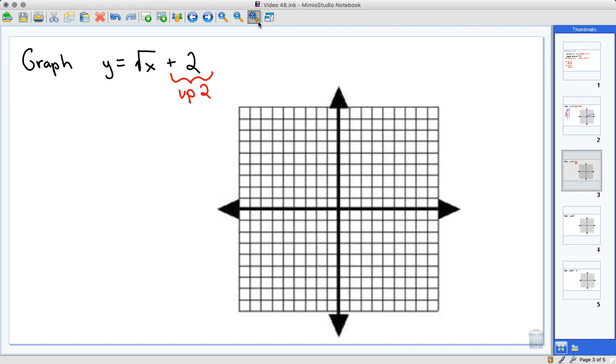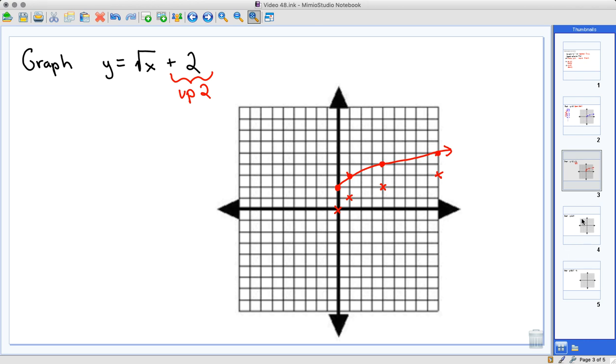Okay. So 0, 0 was here. We're going to move it up 2. So we're going to go there. 1, 1, go up 2. You had 4, 2. So take that up 2. And then you had 9, 3, up 2. So this is my new graph. Okay, so that's using those transformations that I gave you on that first slide.